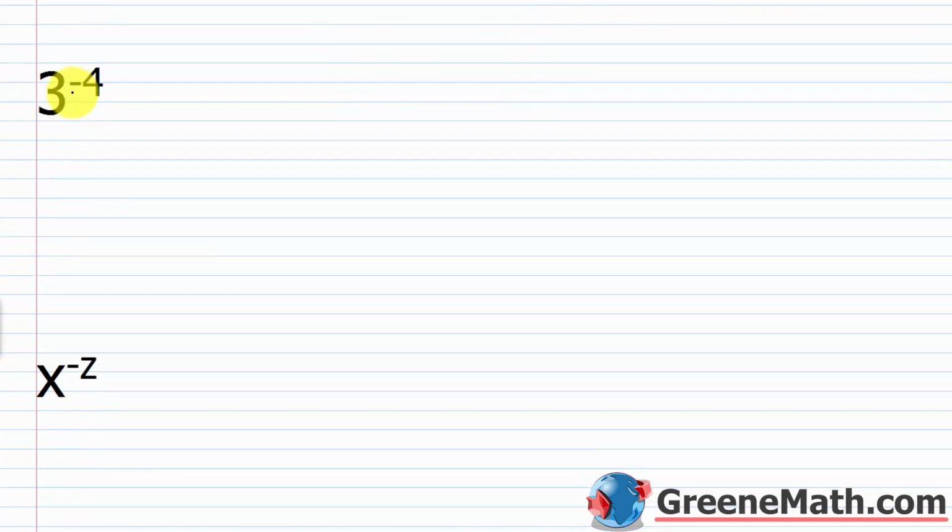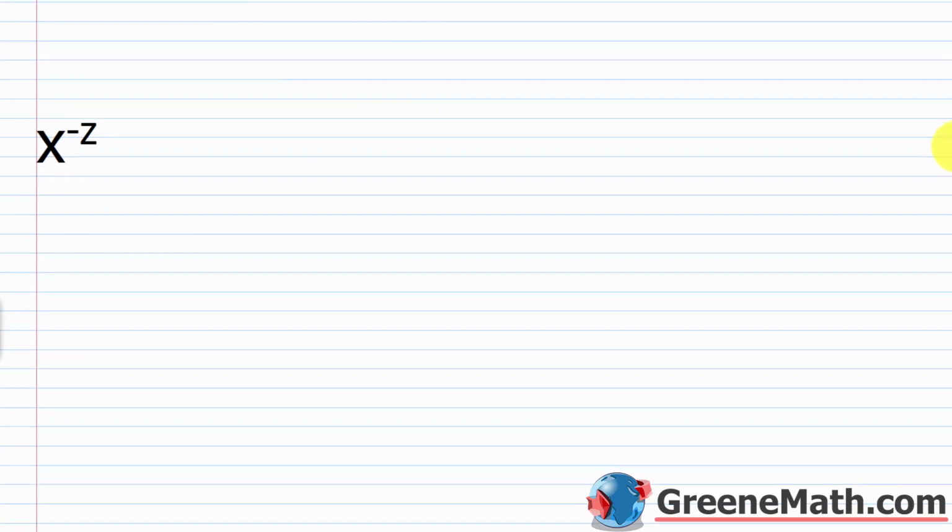All right, so let's look at another one. So we have 3 to the power of negative 4. Again, all I want to do is take the reciprocal of the base, so 1 over 3, change the sign of negative 4 to positive 4, and I have 1 over 3 to the 4th power, or you could say 1 over 81.